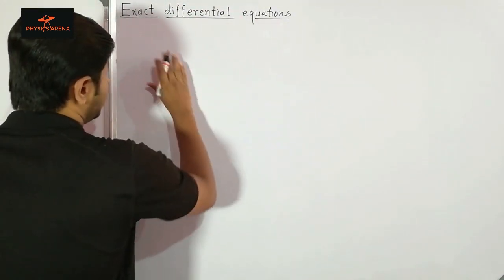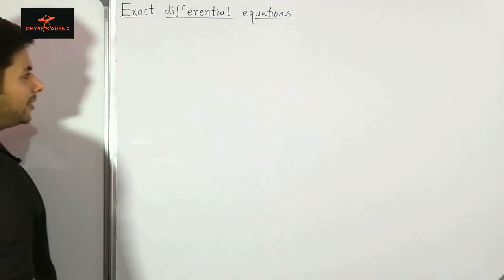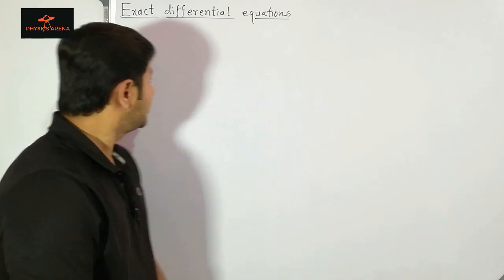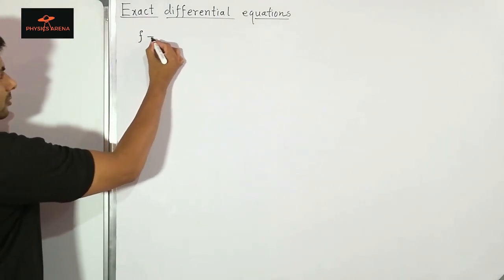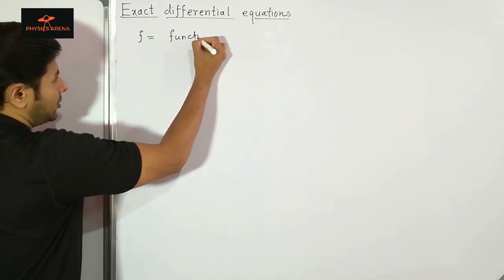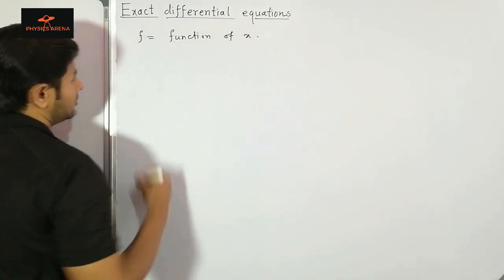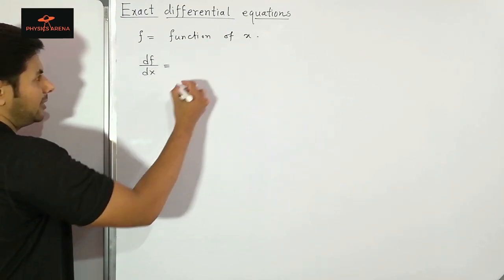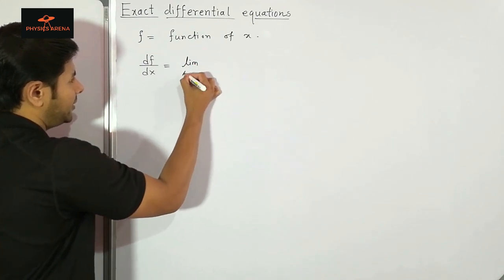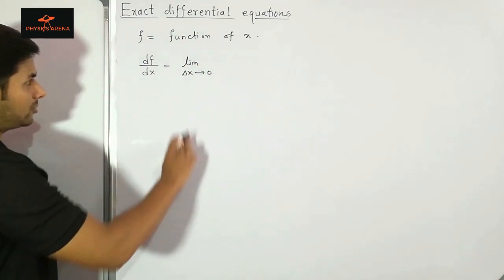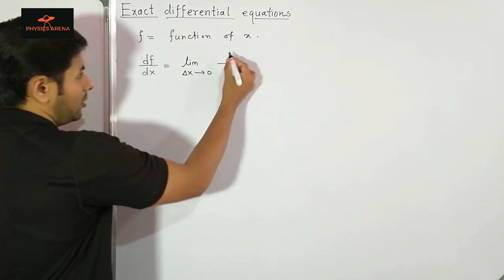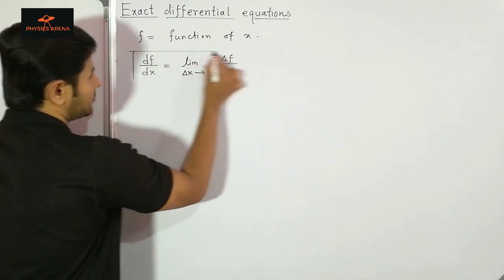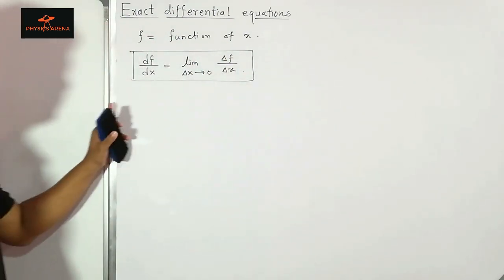Now before moving to exact differential equations, let us recall what it means by the differential of a function. Suppose f is a function of x. We know that the derivative of f with respect to x is given by this formula: limit delta x tends to 0, where delta x is the change in x, of delta f over delta x. This is the formula for derivatives.